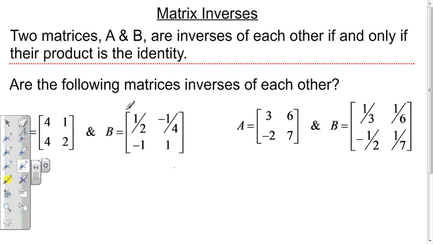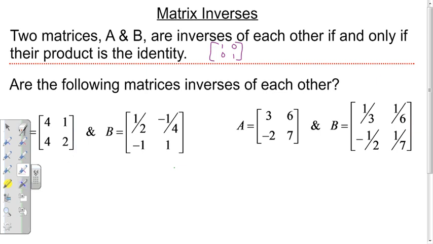And to review real quickly, when we deal with 2 by 2 matrices, the multiplicative identity is this: 1, 0, 0, 1. Okay? So, we're going to apply this fact in this video. What we're going to do here is answer the following question. There's 2 examples. It says, are the following matrices inverses of each other?